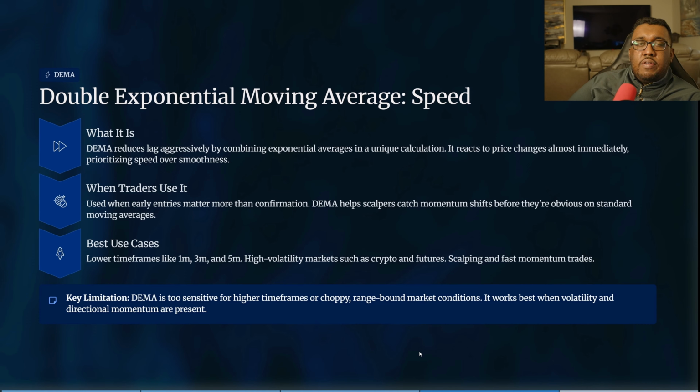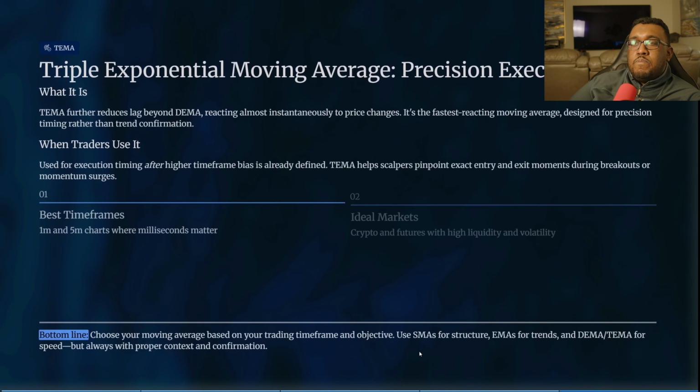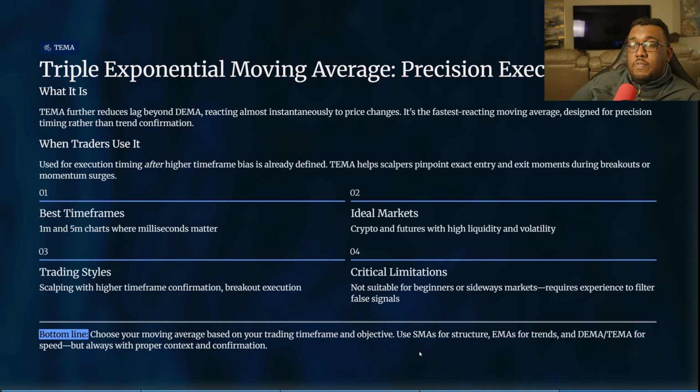All right, but here are the key limitations just so you guys have an idea. The DEMA is too sensitive for higher time frames or choppy range-bound market conditions. It works best when volatility and directional movement are present. Like we talked about before, that meme coin or the meme stock popping off, the DEMA comes in really handy here.